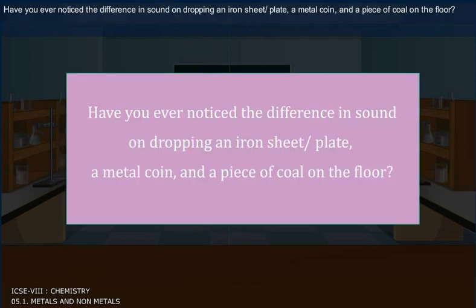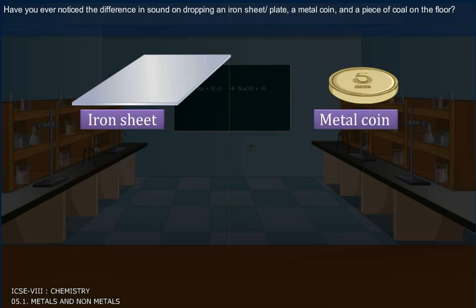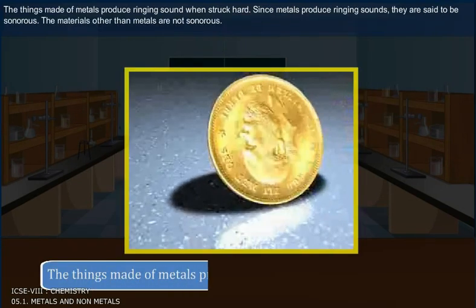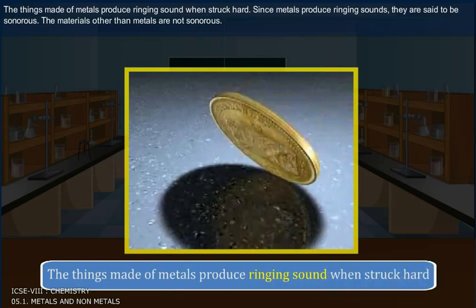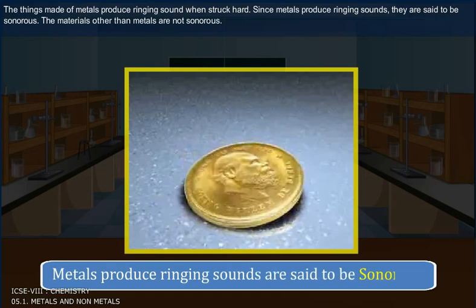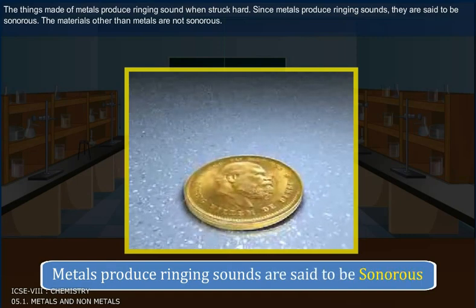Have you ever noticed the difference in sound on dropping an iron sheet or plate, a metal coin, and a piece of coal on the floor? The things made of metal produce ringing sound when struck hard. Since metals produce ringing sounds, they are said to be sonorous. The materials other than metals are not sonorous.